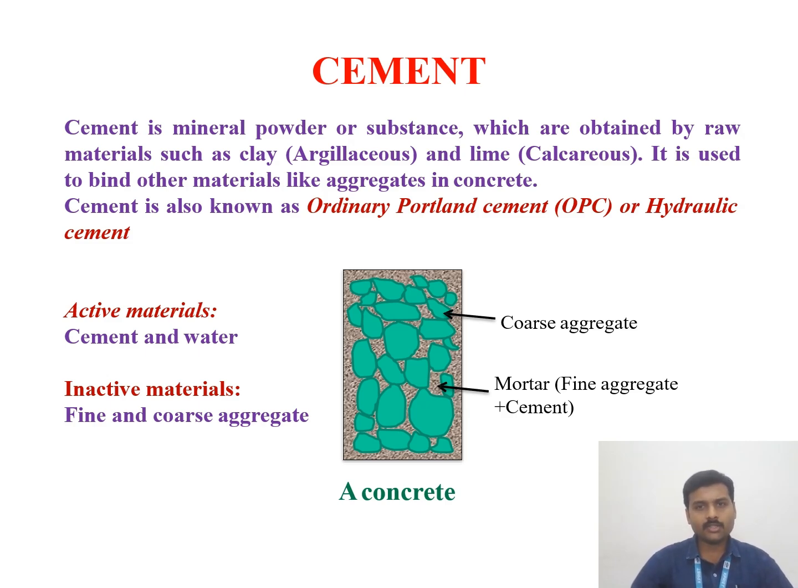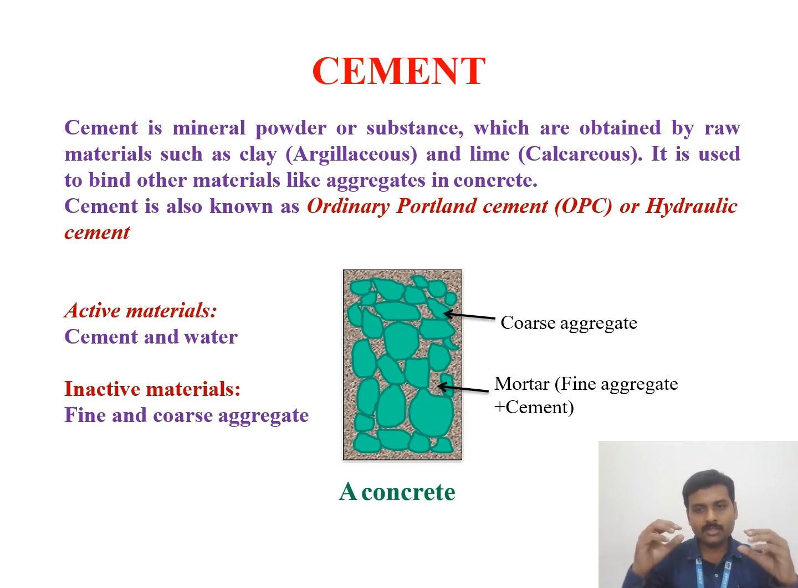Cement is a mineral powder or substance which is obtained from raw materials such as clay and lime. Mainly, cement is used to bind other materials like aggregates in the concrete. It is the cohesion between the different types of aggregates inside the concrete. Cement is also known as ordinary Portland cement or hydraulic cement.